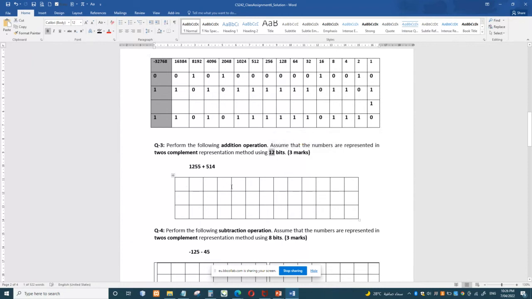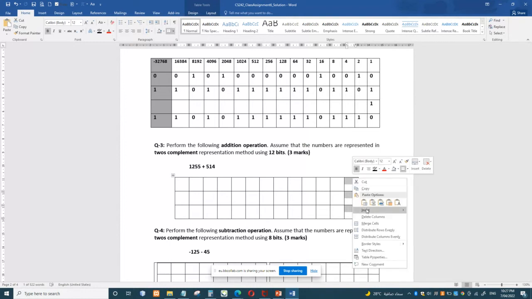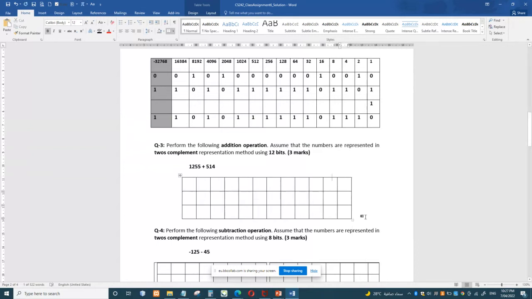You can see 1, 2, 3, 4, 5, 6, 7, 8, 9, 10, 11, 12, one extra bit. So do you have 12 columns or 13 columns? How many columns do you have? Yes, 12. Okay, exactly. Good. So here also, we first represent 1255, then we represent 514, then basically we'll add them together.